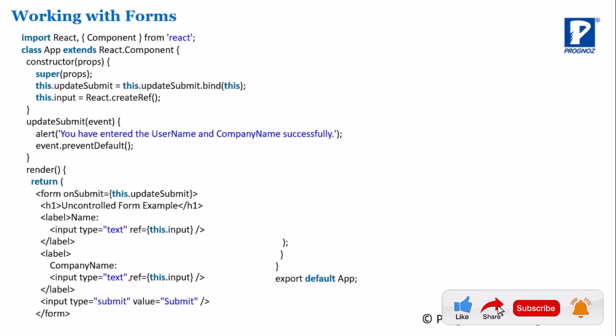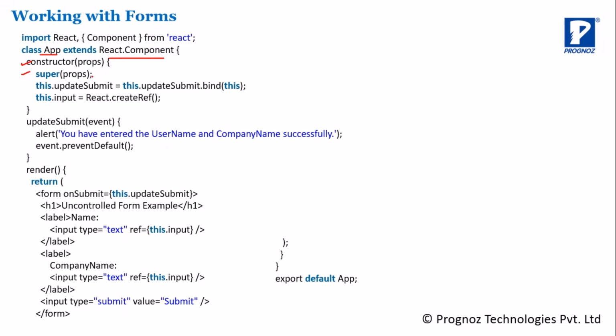Like an uncontrolled component form. First of all, you have to import the React object as well as Component, and we are going to create the class component here. The class component extends Component. Then we are declaring the constructor with parameters. We are calling the super method, passing the parameters, and then we have created a method or function.